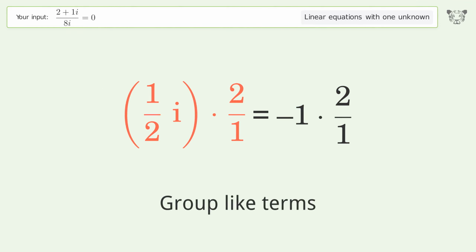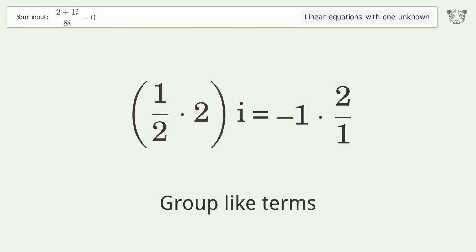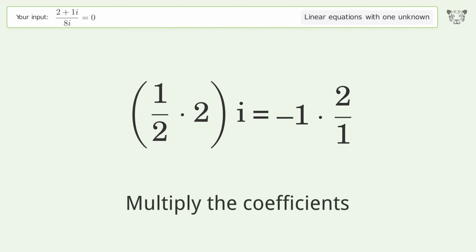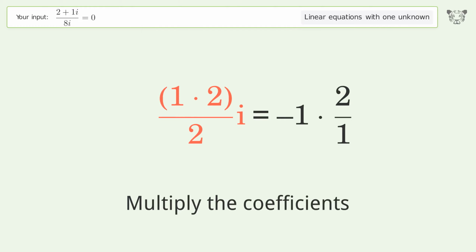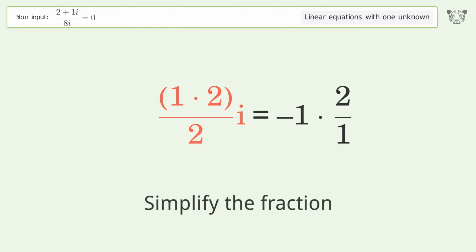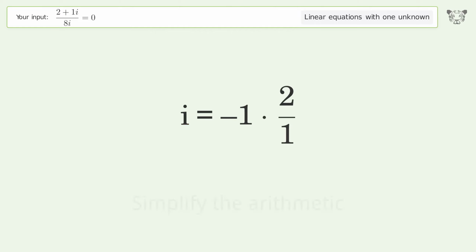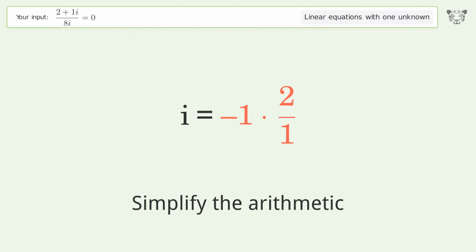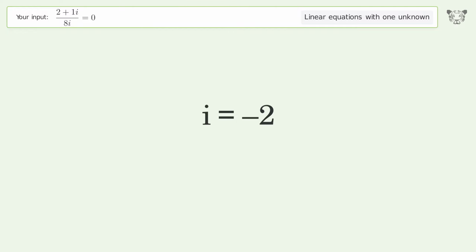Group like terms. Multiply the coefficients. Simplify the fraction. Simplify the arithmetic. And so the final result is I equals -2.